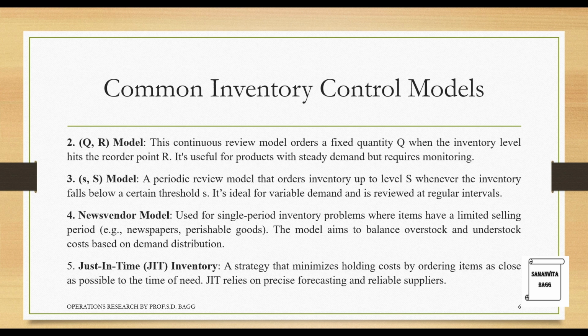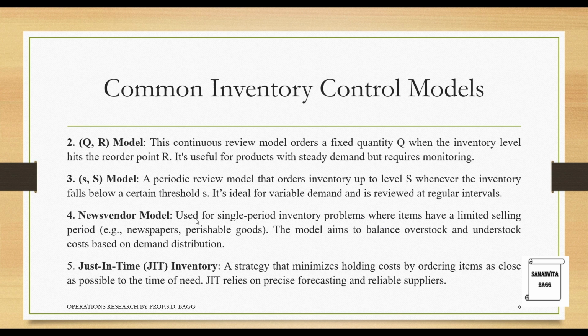The next one is the SS model, a periodic review model that orders inventory up to level S whenever the inventory falls below a certain threshold, small s. So when you have this threshold value small s reached, you are going to place an order which will take your inventory up to the level capital S. It's ideal for variable demand and is reviewed at regular intervals. So this is the model which you use for variable demand in the market.